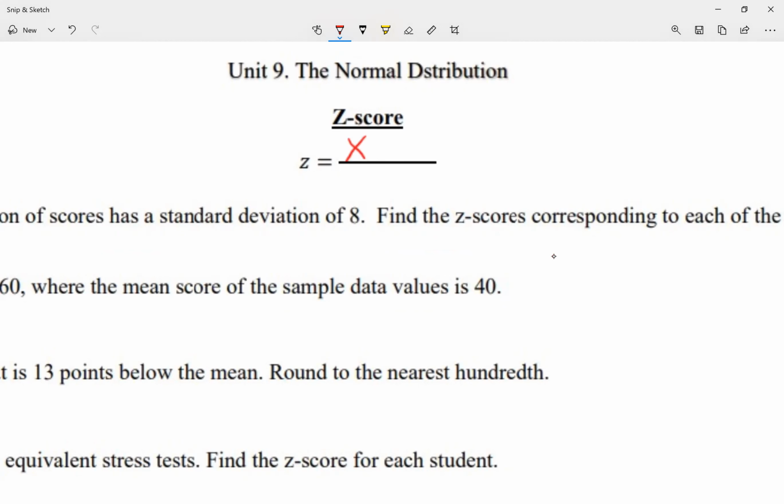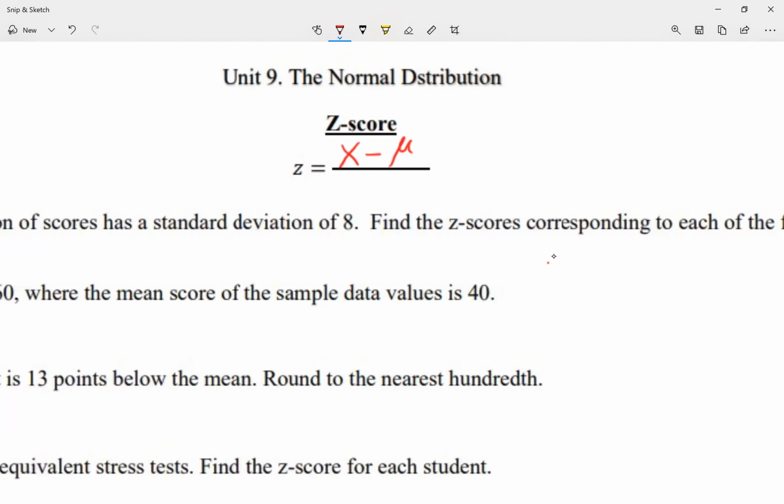x minus my average. Remember how we started using last semester the Greek letter mu? So x, the value that I'm checking, minus the average, or x minus mu, and divided by the standard deviation. And remember, I use the Greek letter sigma for standard deviation. Okay. x, again, is the value that we're checking, minus the average, divided by the standard deviation. We're going to do that. That's going to give us a decimal.